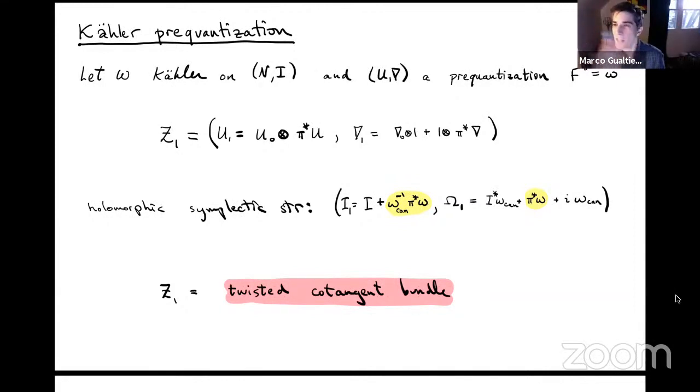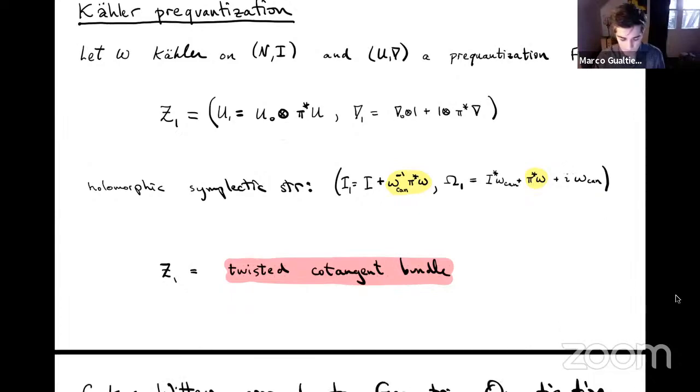Okay, and so this is how I want to interpret a Kähler structure. The Kähler structure is giving me a deformation of the holomorphic cotangent bundle of a complex manifold into this twisted cotangent bundle.